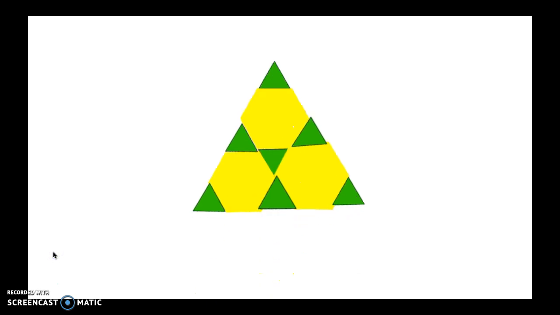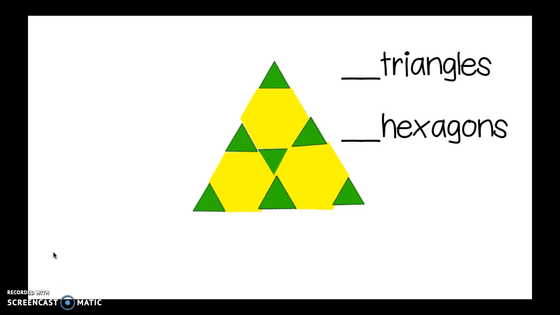Yeah, I know, isn't it totally cool? It's a gigantic triangle. All right, but within my triangle, there are different shapes. Do you see the two shapes that are in there? Well, there are triangles, and what are those yellow shapes, friends? Yeah, hexagons with their 6 sides.